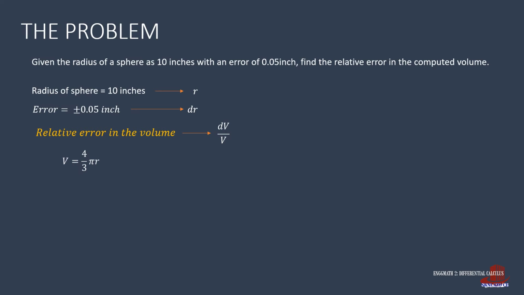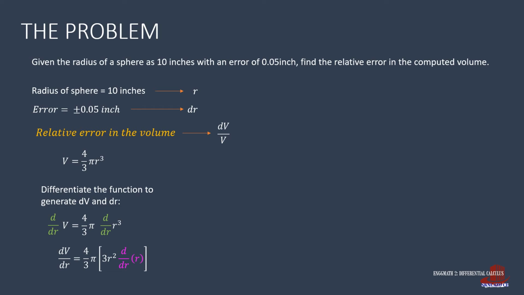Since volume is involved, take its equation in terms of the given parameter r. That is V equals 4/3 pi r cubed. Generate the unknown dV and also the given dr from the function, and that is done by differentiating it. dV over dr is then 4/3 of pi times the derivative of r cubed, which is 3r squared.